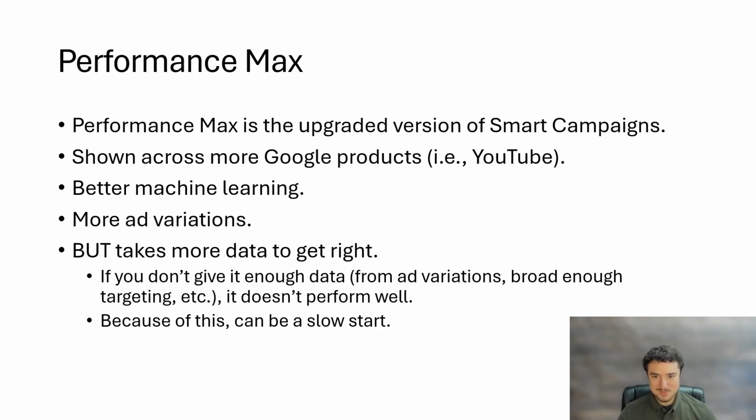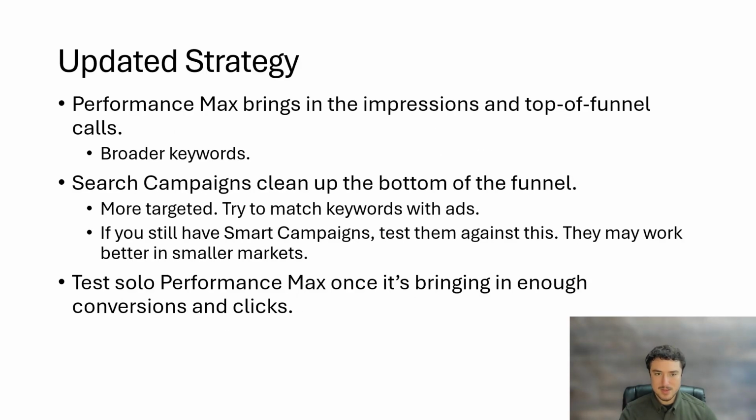So yeah, it's fine now, but big caveat: it does take more data to actually get right. If you don't give it enough ad variations, broad enough targeting, and long enough time running, it doesn't perform very well. Because of this, it can have a pretty slow start initially. So the big strategy I have now is that Performance Max brings in the impressions and top-of-funnel calls. It has broader keywords, broader search terms, ads, and stuff like that.